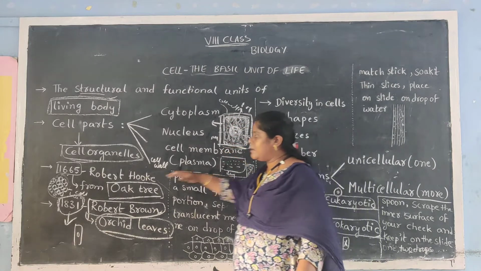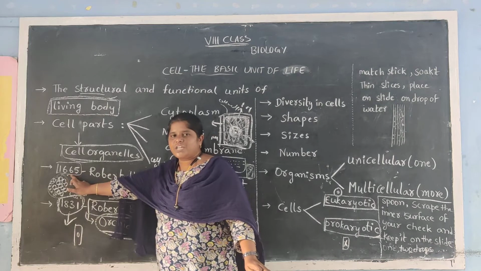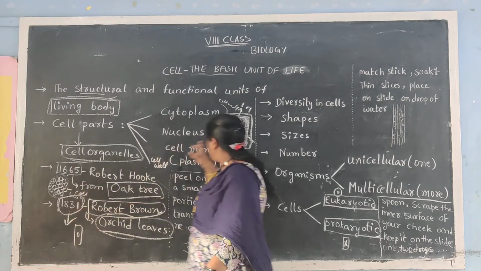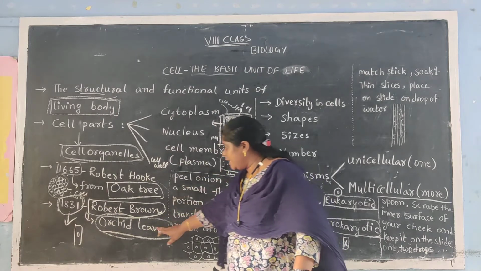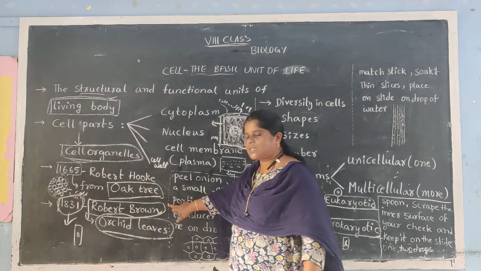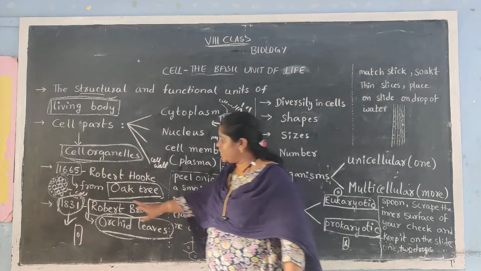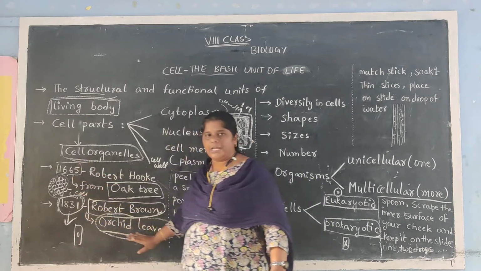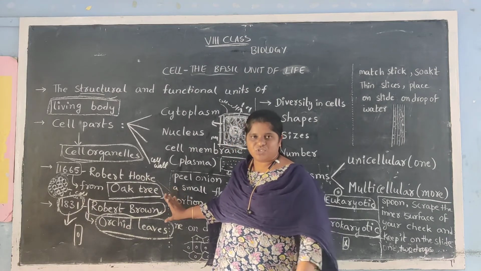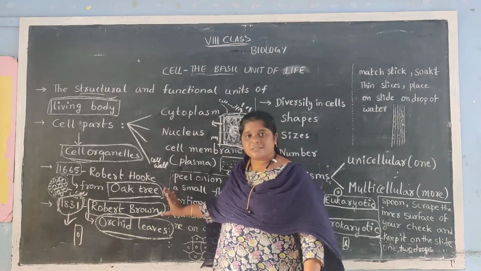And who discovered the cell? Robert Hooke. In which year? 1665. And there is another body called nucleus. Who discovered it? From which leaf? Orchid leaf. Who discovered? Robert Brown. In which year? 1831. So these are very important for your 1 mark, half mark questions. They will be asking you like this.